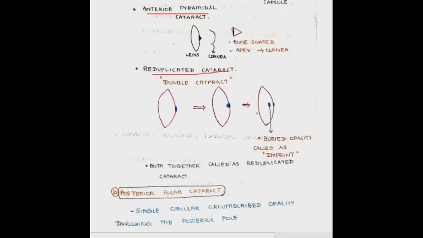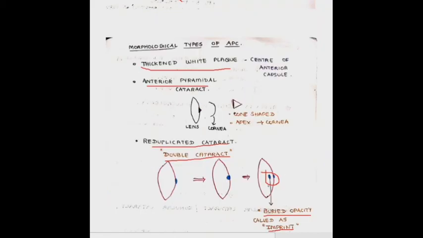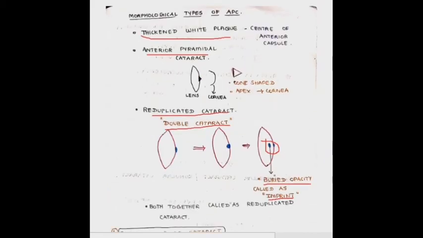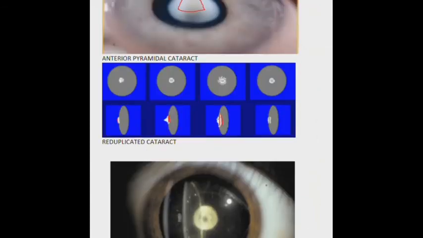This gap makes the two opacities separate, and the opacity which is present inside the lens is called an imprint, or a buried opacity. So both of these cataracts together are called reduplicated cataract or double cataract. Now anterior polar cataract comes to an end. Then we will see the posterior polar cataract.